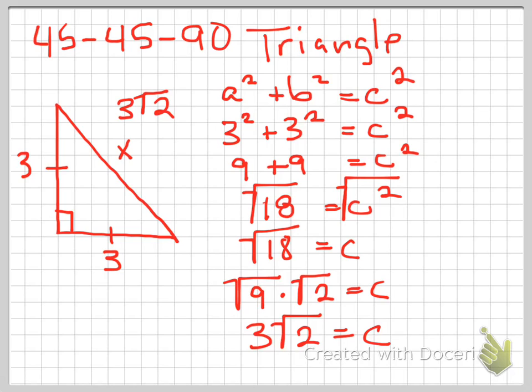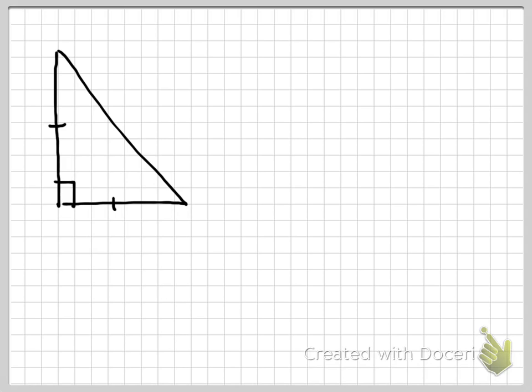Alright, so let's look at this now. What do you see? You see a side length of 3 and a side length of 3, and the hypotenuse is the side length of 3 times the square root of 2. Let's try another one and see what we come up with. Here is our triangle, 90 degrees. These are congruent. So let's say this one is 6, this one is 6. We want to see what that one is equal to.